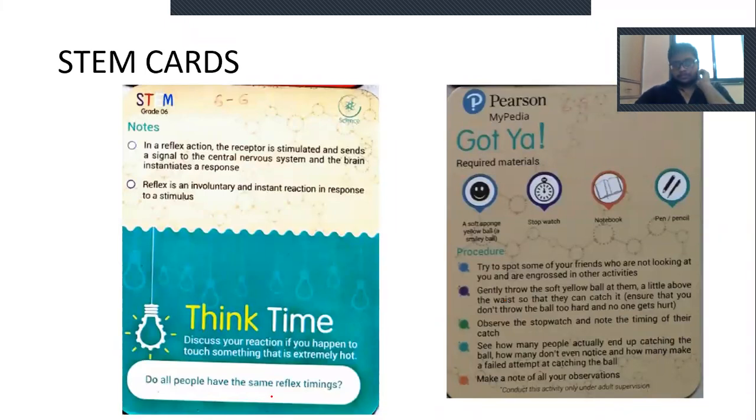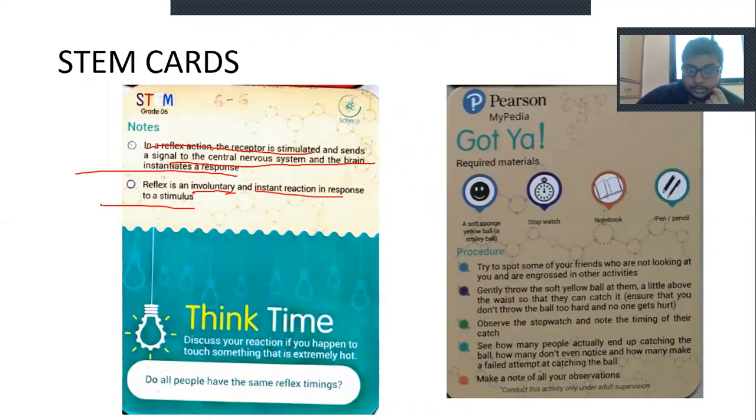Okay, now let's say there is a think time for you. So let's see the notes. In reflex action, the receptor is stimulated and sends a signal to the central nervous system, and the spinal cord initiates a response. Reflex is involuntary, that is, you do not control it. Involuntary reaction means you do not control it, and it is an instant reaction in response to stimuli. Then think time: discuss your reaction if you happen to touch something that is extremely hot. When you touch something that is extremely hot, you immediately withdraw your hand. That is an instantaneous involuntary reaction.